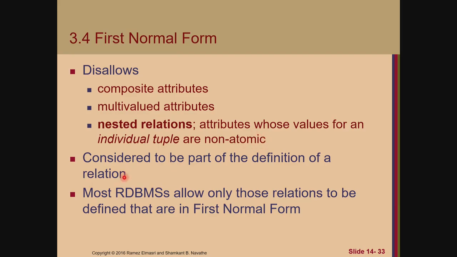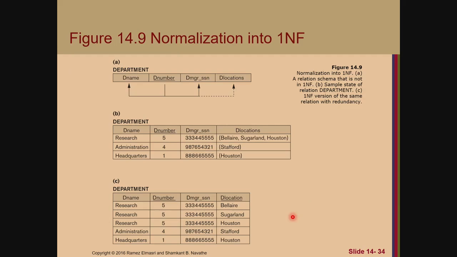Okay, this is considered to be a part of the definition of a relation. Most relational database management systems allow only those relations to be defined that are in the first normal form. Okay, so here is the example: normalization into first normal form.